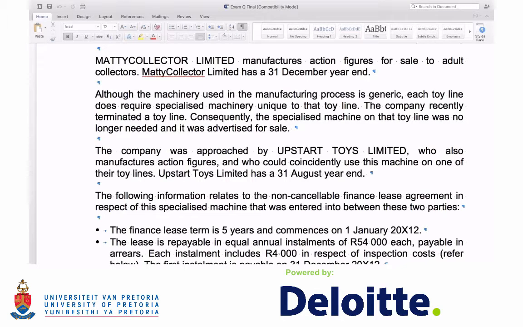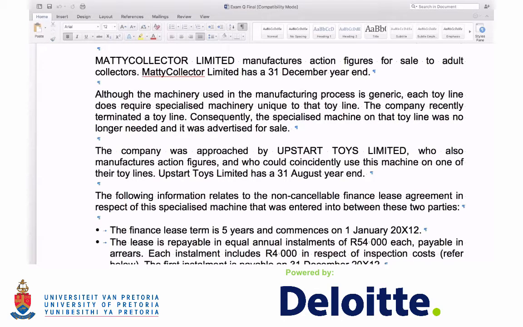To start off with, we remember that we said that the purpose of the lecture today was to go through the lessor's accounting for a finance lease, and we're still busy working with Maddie Collector Limited, which was the 2012 exam question and the question that you worked through in class as a class test last Thursday.